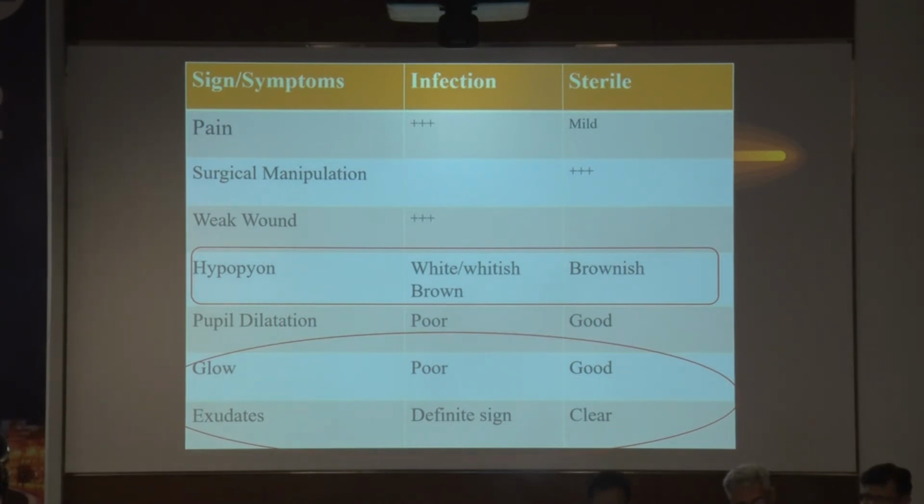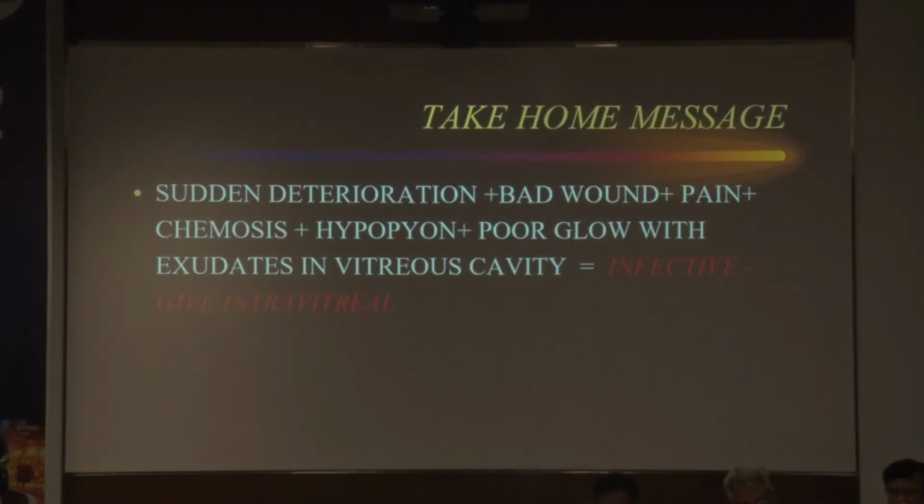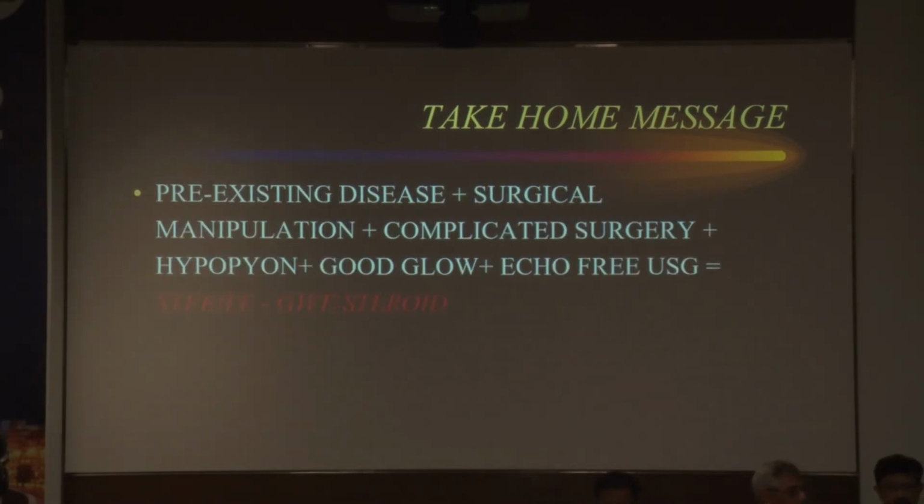If you see no glow or exudates in the vitreous cavity, don't err on the side of inflammation. It's infective, and you have to take the patient to operation theater and give intravitreal antibiotic. So, the take home message is sudden deterioration, bad wound, pain, chemosis, hypopyon, poor glow with exudates in the vitreous cavity: think of infective etiology, give intravitreal. If there is a pre-existing disease, surgical manipulation, complicated surgery, hypopyon, good glow, echo-free ultrasound, usually it's sterile and you give steroids.